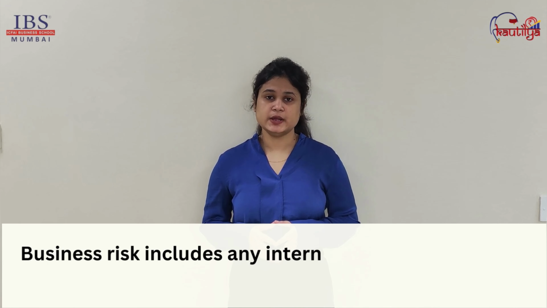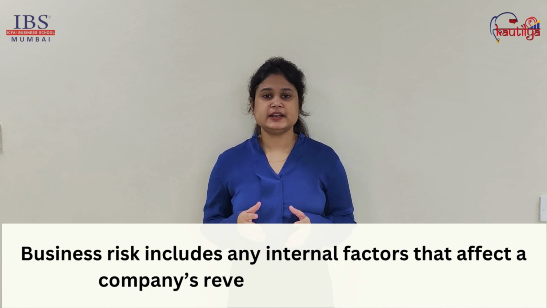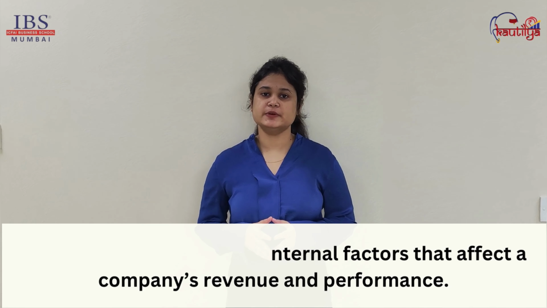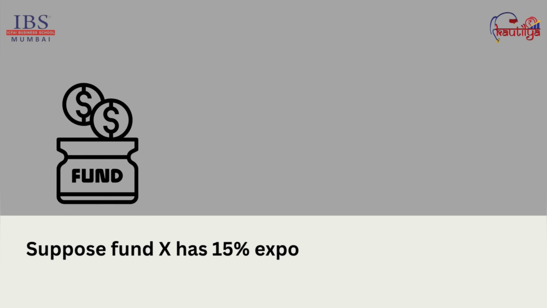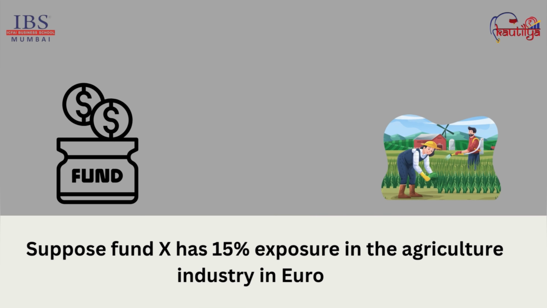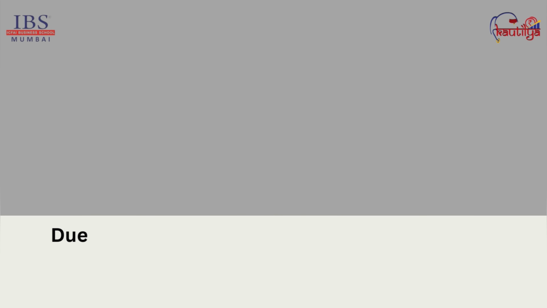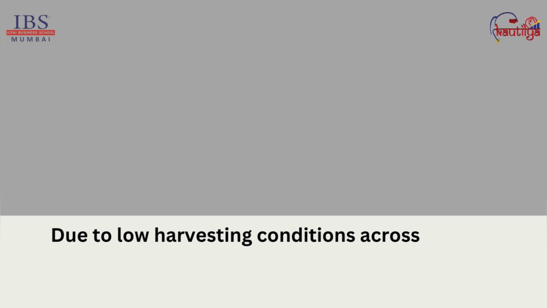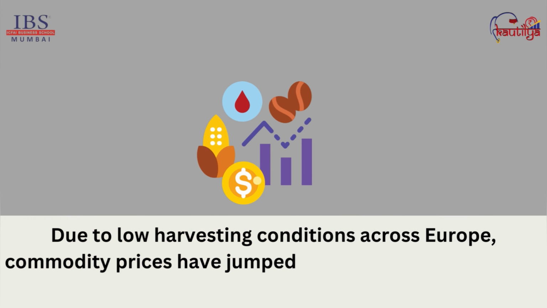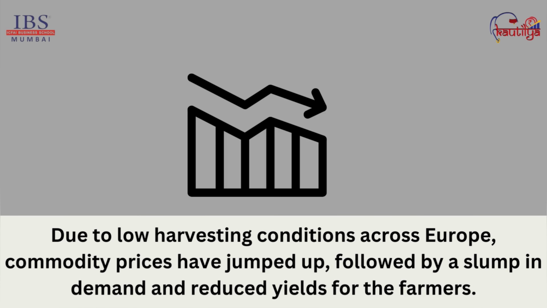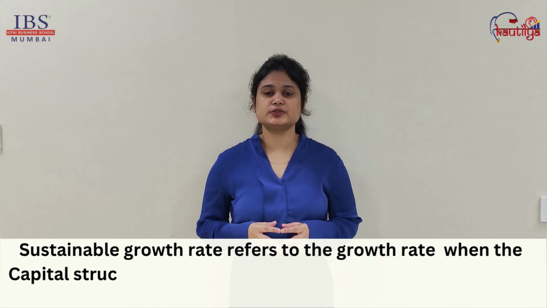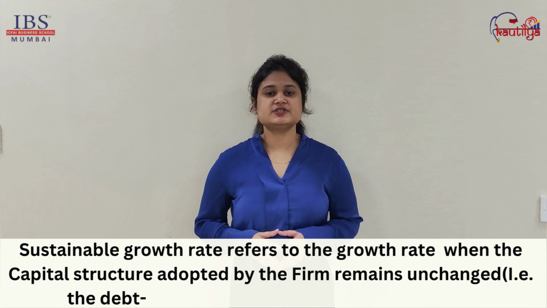Business risks include any internal factors that affect a company's revenue and performance. For example, suppose Fund X has 15% exposure in the agriculture industry in Europe. Due to poor harvesting conditions across Europe, commodity prices have jumped up, followed by a slump in demand and reduced yields for the farmers.